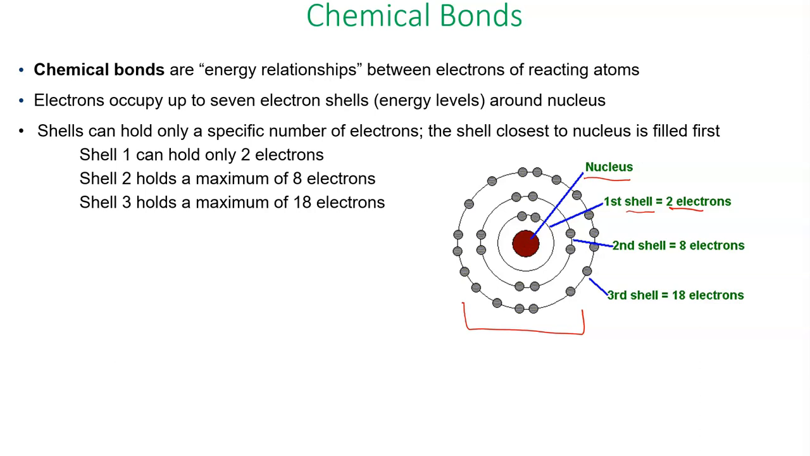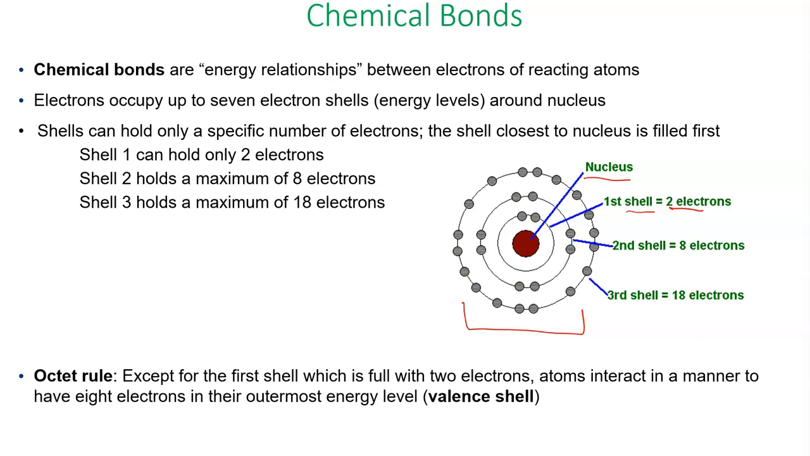Okay, we always fill the first shell first. So the first shell will always have 2 electrons unless it's, say, hydrogen, which only has 1 electron. The second shell will hold no more than 8, and the third shell will hold no more than 18 electrons. This begins to create what we call the octet rule. So all of the shells, except for the first shell, are going to have 8 electrons in their outermost energy level, okay? Or what we also call this is the valence shell.